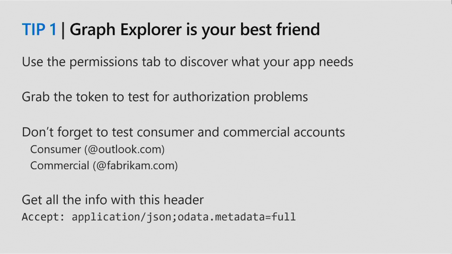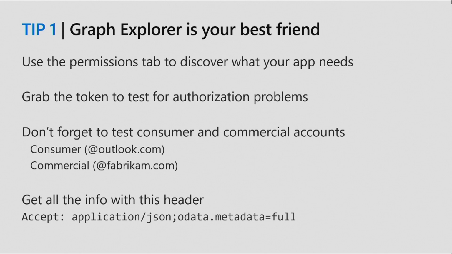Don't forget to test for consumer and commercial accounts. Sometimes the behavior is a little bit different, whether you're using an Outlook.com account or whether you're using an enterprise account. You can get it working in Graph Explorer and then come back and test it in your application. And there's another very handy little header that you can add into Graph Explorer. By adding the accept header with this value, you get all kinds of additional metadata coming back to you so that you can see things like navigation properties and all kinds of other things to learn what other things you can do from the data that you have got back from Graph Explorer.